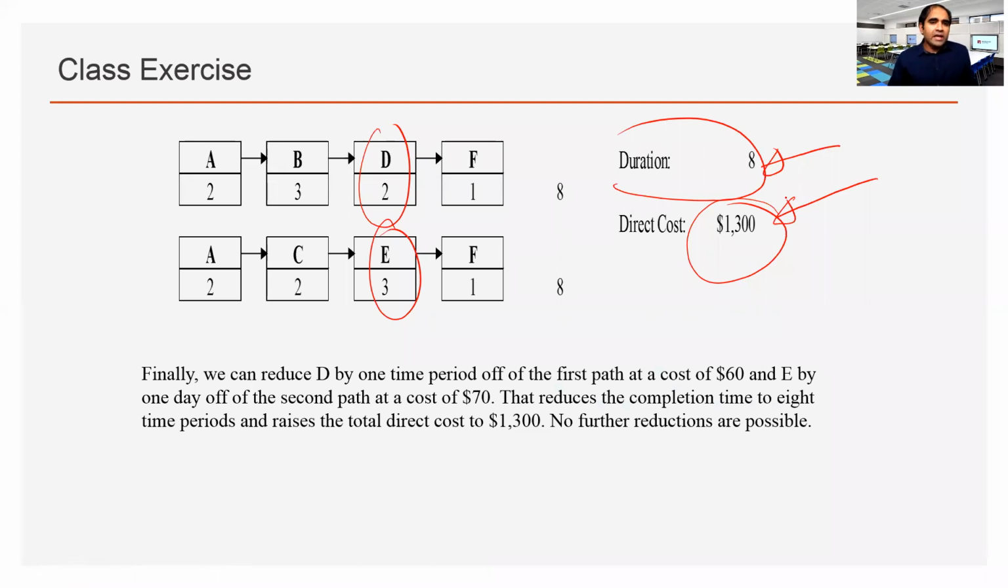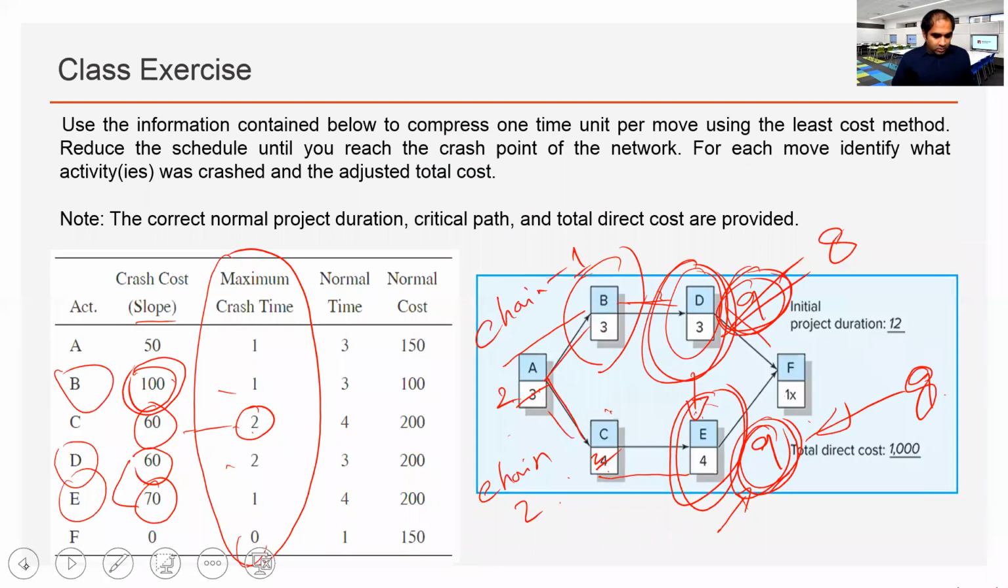No, we cannot crash A one more time. The crash limit, we have to follow the maximum crash limit. This is the maximum crash limit. We can maximum crash it by 1 day. This one by 1 day, this one by 2, 2, 1, 0.